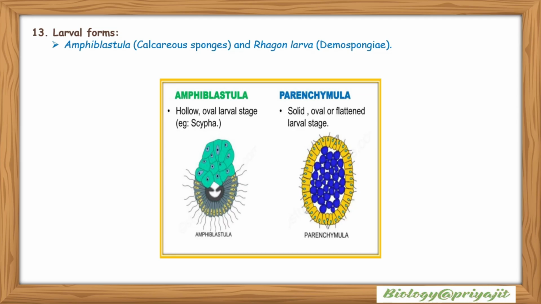It is found in Scypha. This is the amphiblastula larva, and this is the parenchyma larva. It is a solid oval or flattened larval stage.